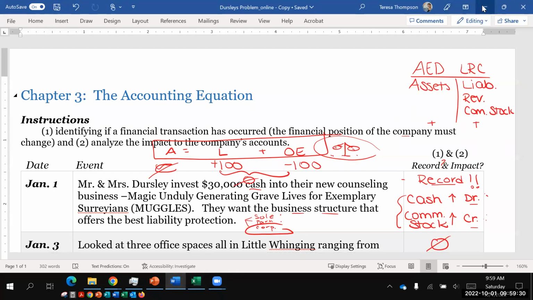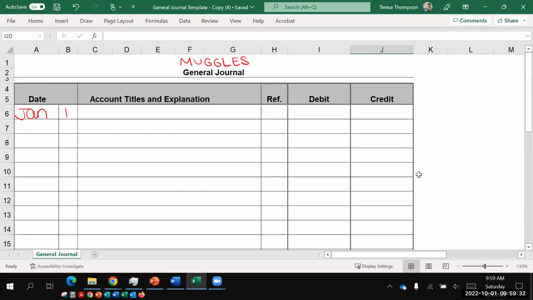So we said cash will be debited. We remember our guidelines. The account that is receiving the debit should go first. And the one receiving the credit should be indented to the right because credit means right. So common stock will be indented. We've got our accounts, our date.